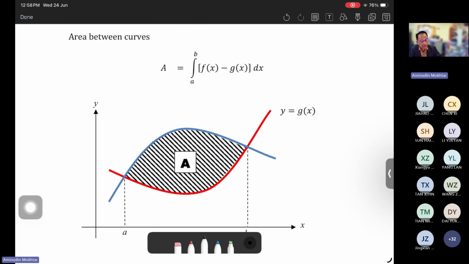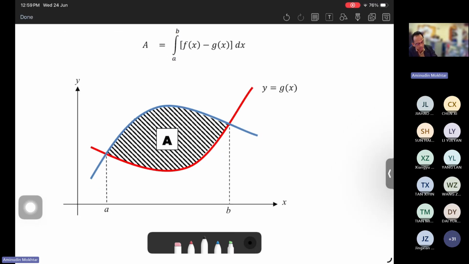And then situation number 3 is area between curves. This area, for example, is the area between y equal to g(x) and y equal to f(x), between f(x) and g(x). Okay, this is the area A, the shaded area between f(x) and g(x).